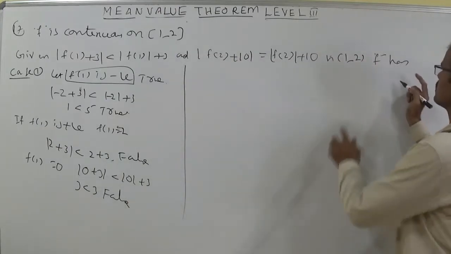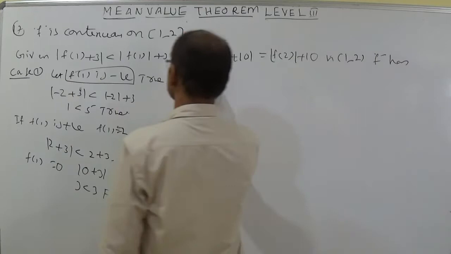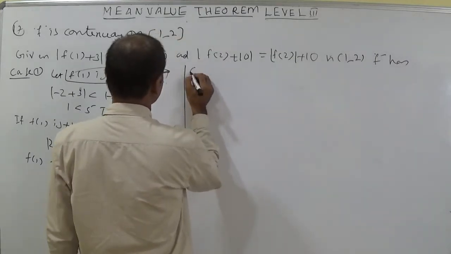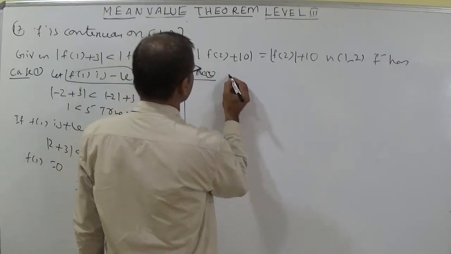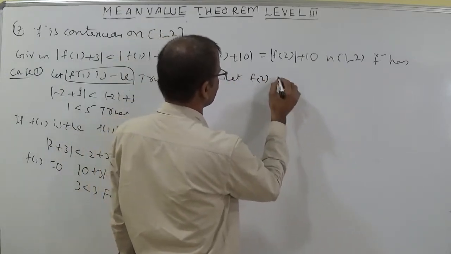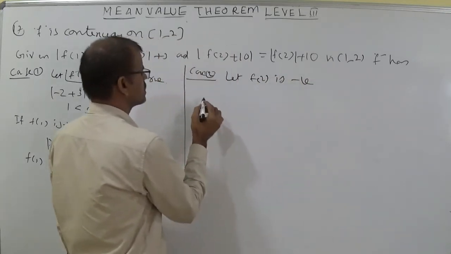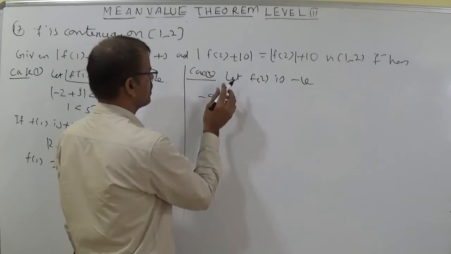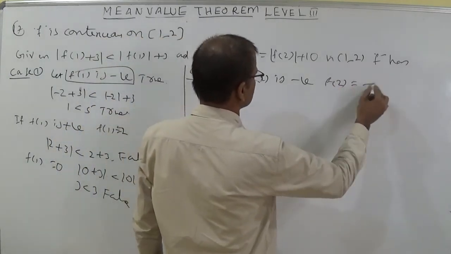Between 1 and 2, I have discussed 1. Now let us discuss 2. Case 1 is completed. Case 2 I am writing. Let f of 2 be negative. In the same model, let us write minus 2, so minus 4, no problem. f of 2 is equal to minus 4.